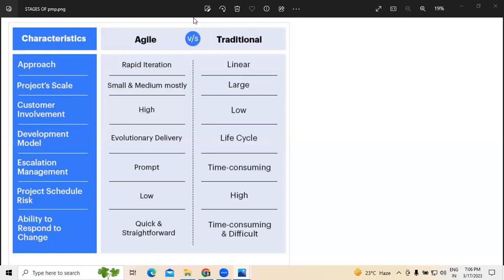So these are the major differences you see when we are following traditional project management versus agile project management, right? The traditional project management approach was something different when you compare it with agile project management. Is it clear? Or do you have any questions in this regard?